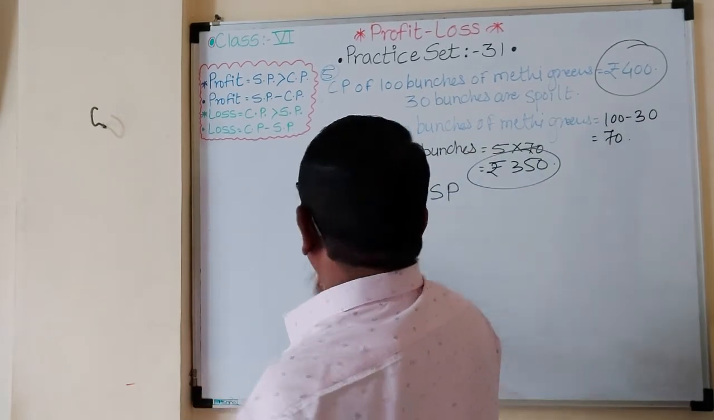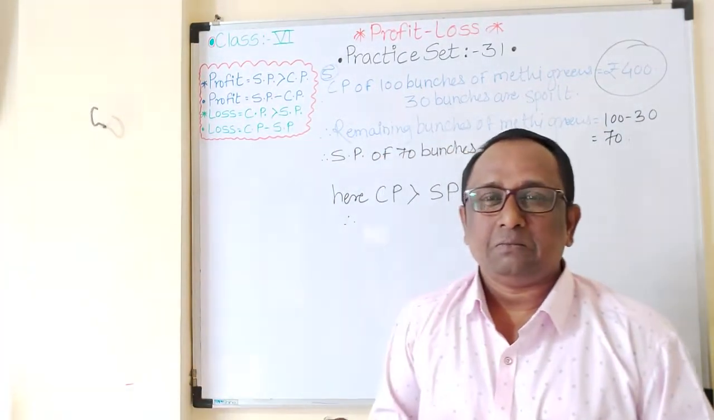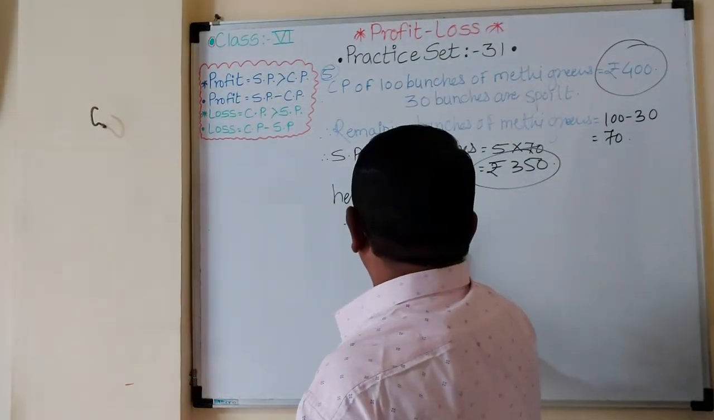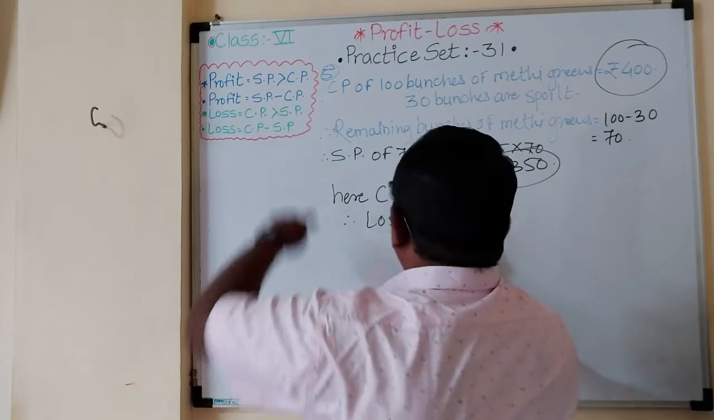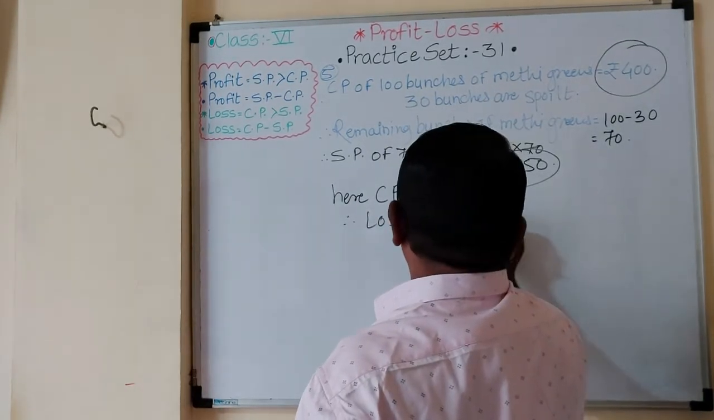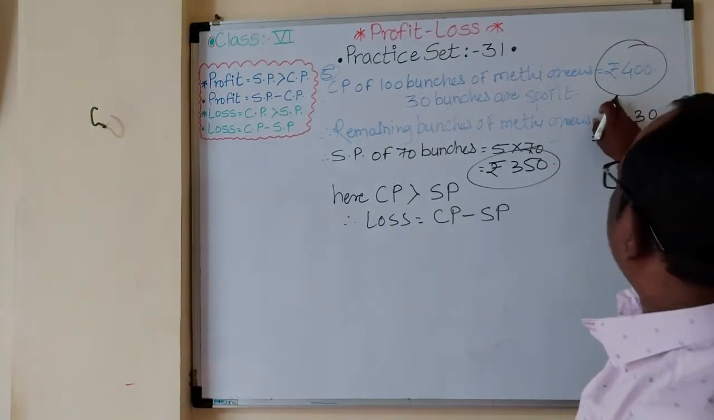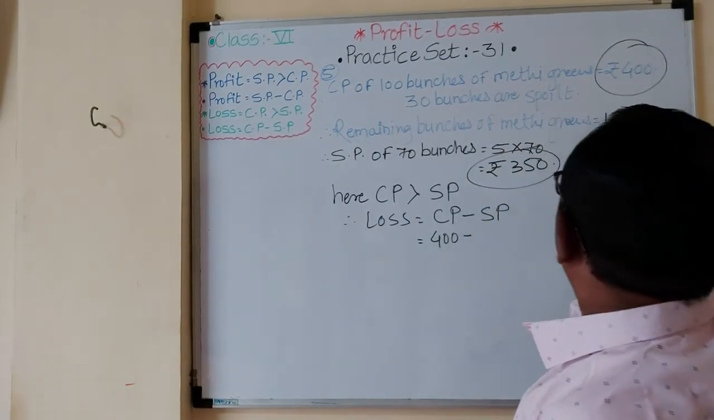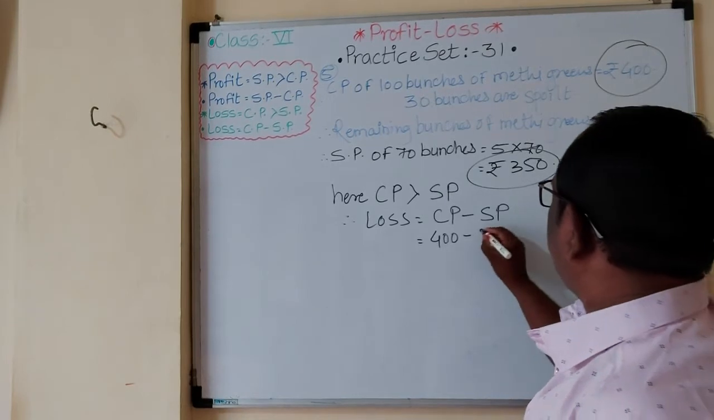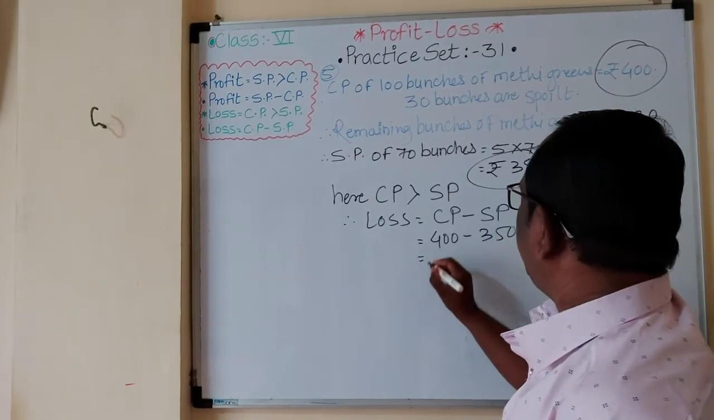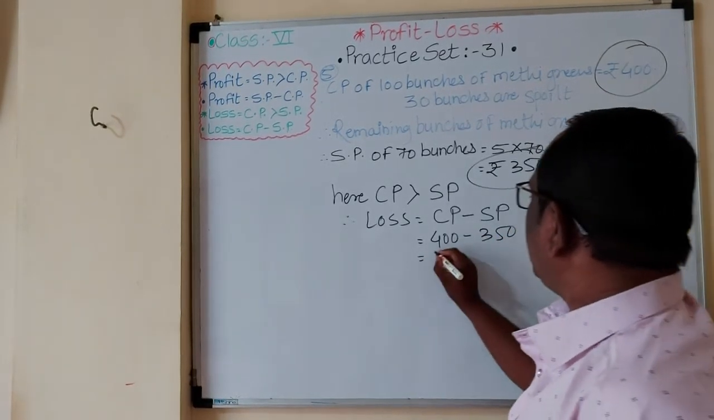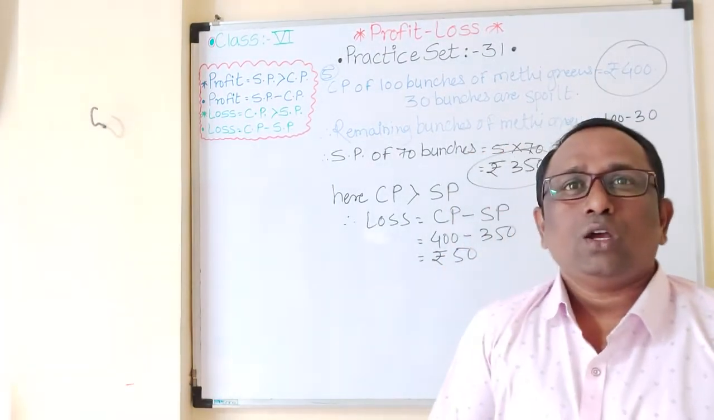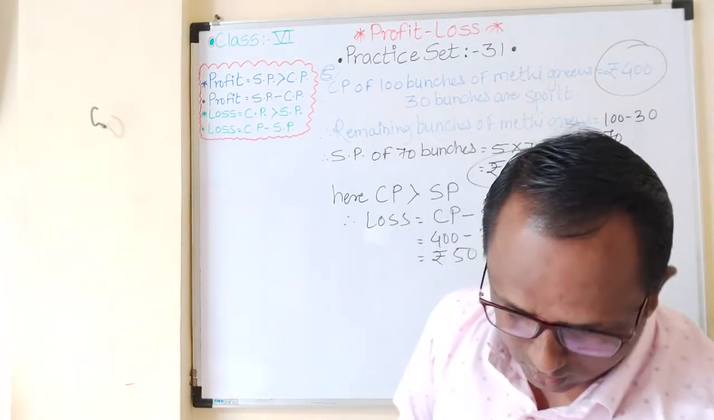Therefore if cost price is greater, then it is a loss. Therefore, loss is equal to our formula CP minus SP. CP is 400 rupees minus SP 350. So 400 minus 350 is rupees 50. Okay, then we have to write what is his name?